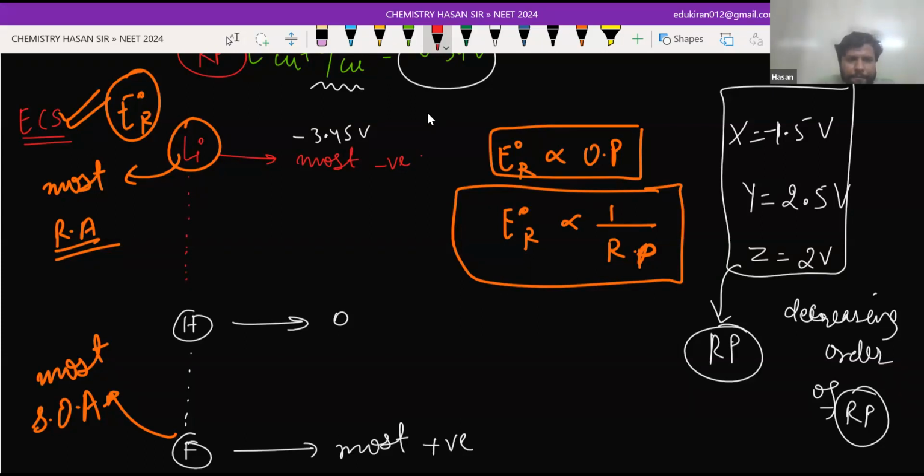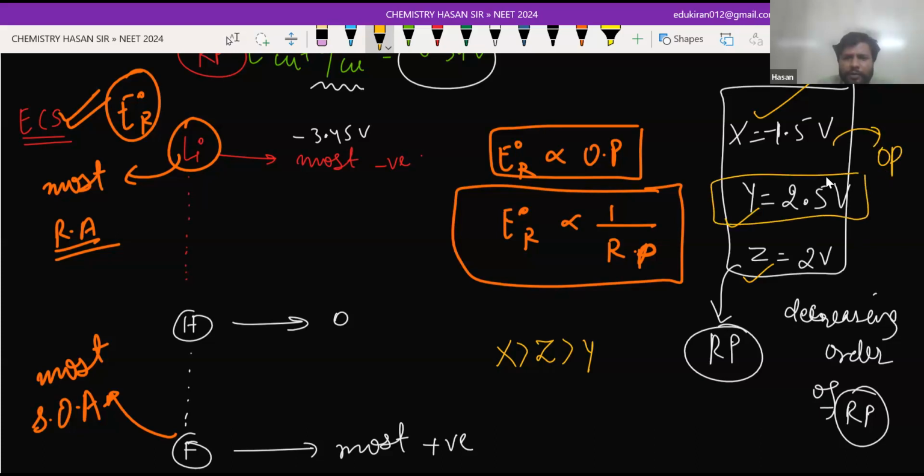It will be X, Y, Z. X and then Y. No, sorry, X and then Z and then Y, because the lowest value is this, so it will be the most reducing, and then comes your Z and then comes your Y. If they will ask you the most oxidizing power, the value which is the greatest.